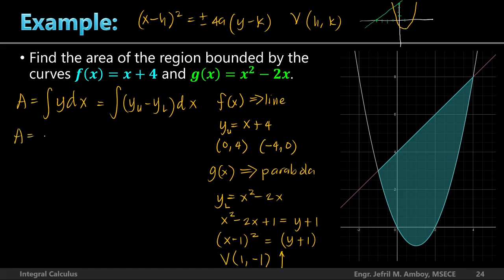A is equal to the integral of the upper curve. Ano yung upper curve natin? That's the line. So, x plus 4 minus the lower curve, which is this parabola. That's x squared minus 2x. Tapos, yan ang i-integrate natin dx. So, now, ano na lang ang kulang dito? Ang kulang na lang is yung limits.